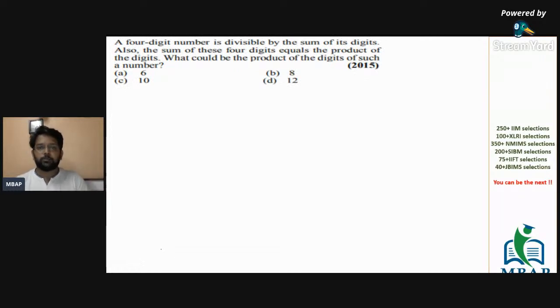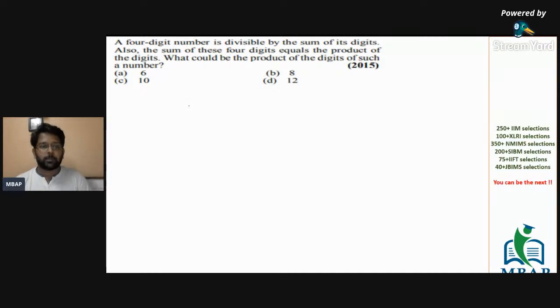Let's once again check a question which is going to be on the 2015 paper. Let's read the question. I'll give you a minute to consider what the question is about. The question says a 4-digit number is divisible by the sum of its digits.